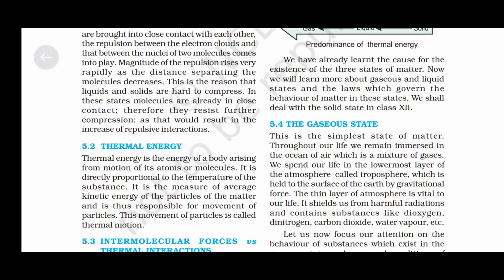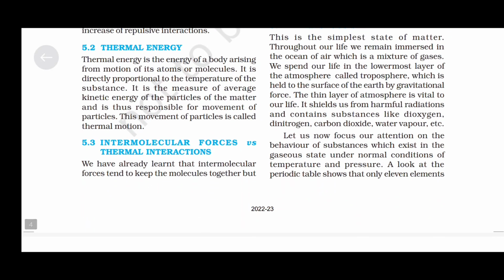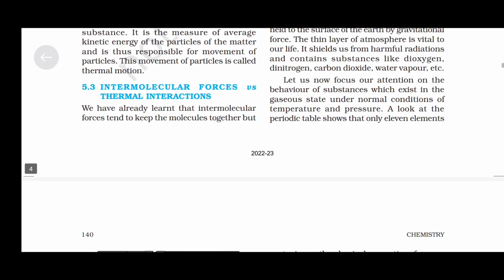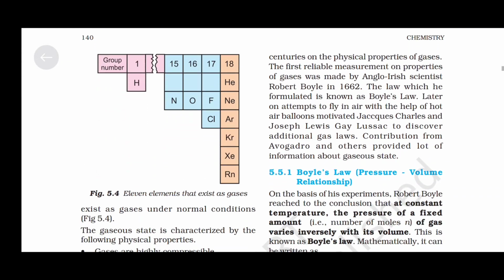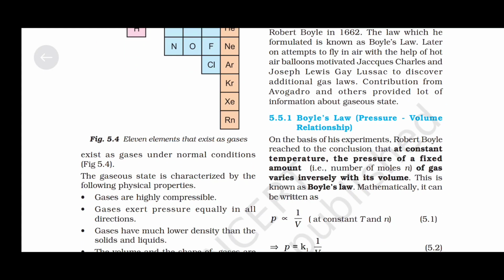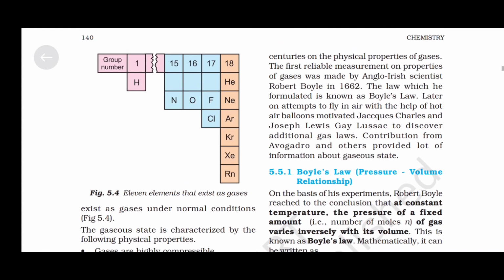It shields us from harmful radiations and contains substances like dioxygen, dinitrogen, carbon dioxide, water vapor, etc. Let us now focus our attention on the behavior of substances which exist in the gaseous state under normal conditions of temperature and pressure. A look at the periodic table shows that only 11 elements exist as gases under normal conditions, as shown over here in figure 5.4. You can see hydrogen, nitrogen, oxygen, fluorine, chlorine, and the noble gases.